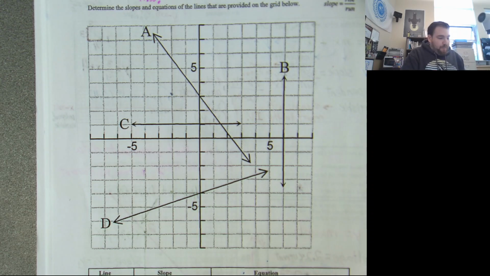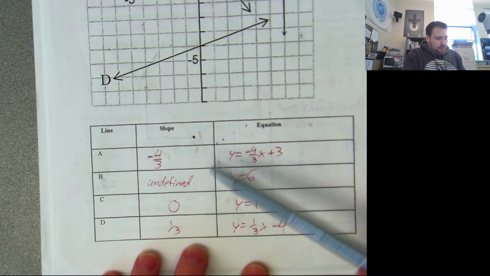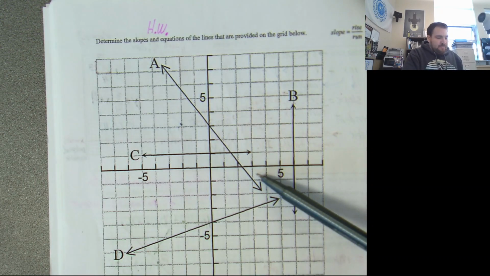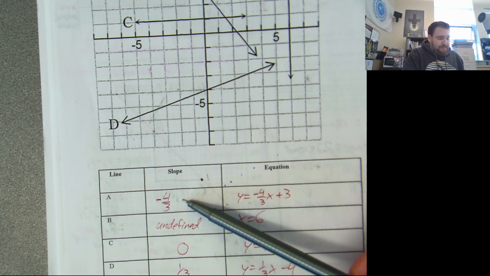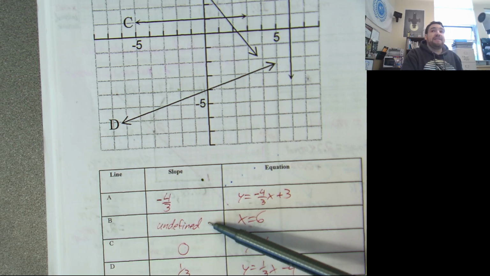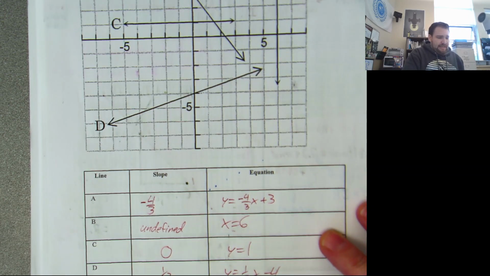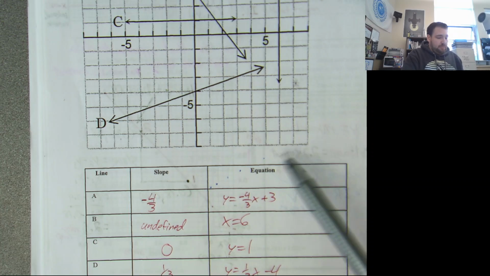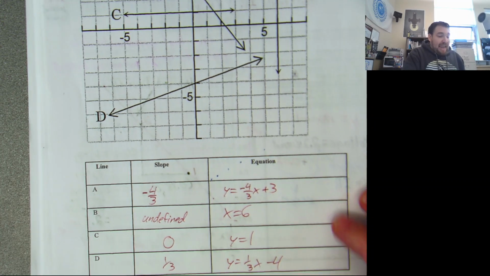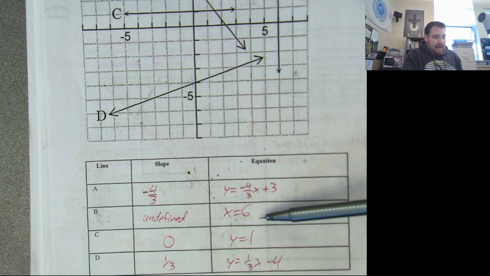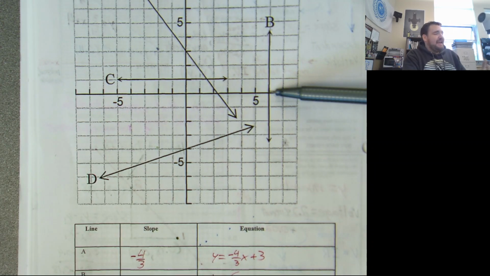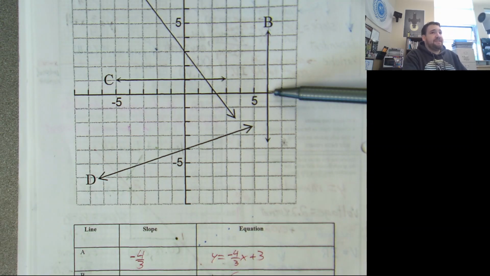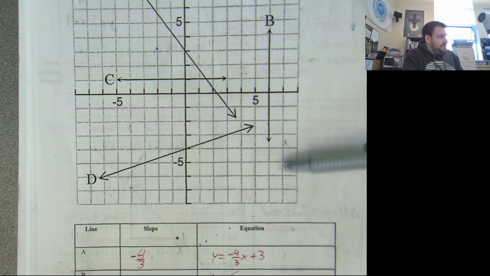So slope for A is this line here. Going down to the right, it's negative. Rise over run was negative 4/3. The slope for B is undefined because there is no run. And the equation for a vertical line is always, so if you look at the vertical line, it goes through where x is equal to 6. X is only ever equal to 6, and it doesn't matter what y is.